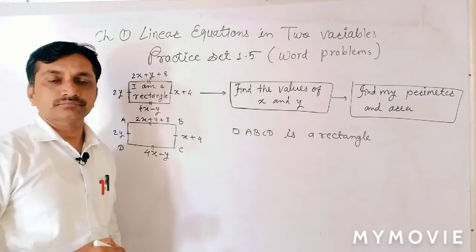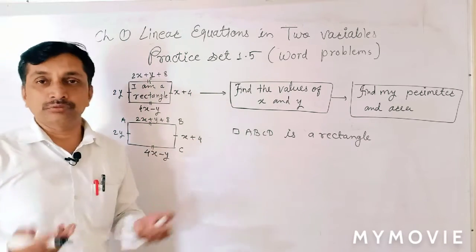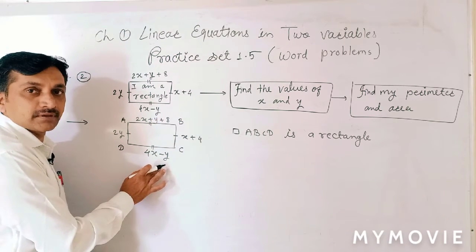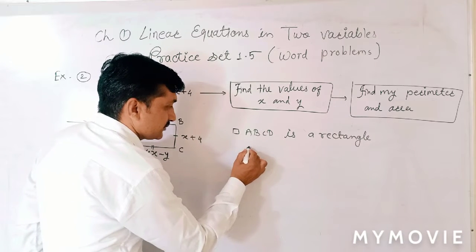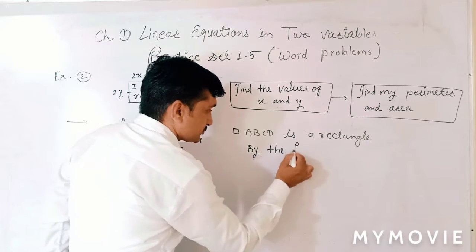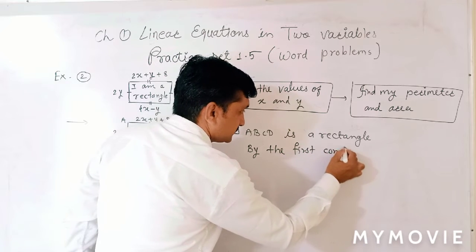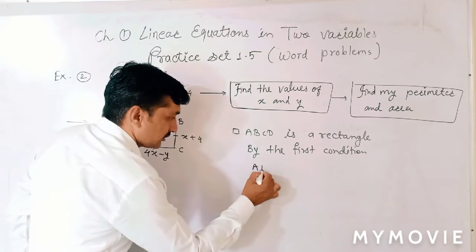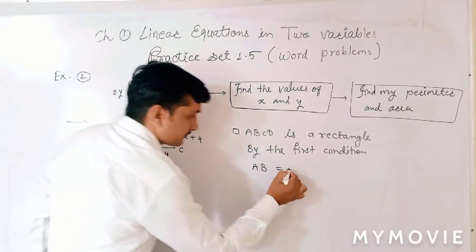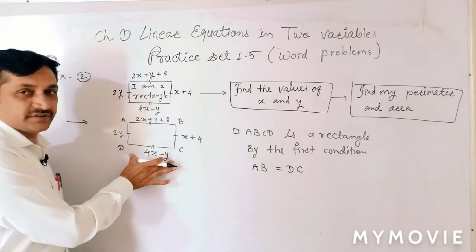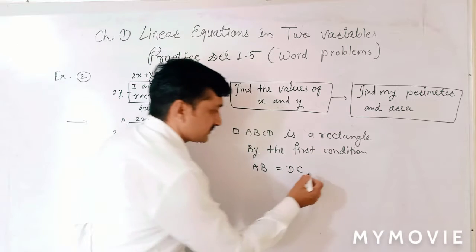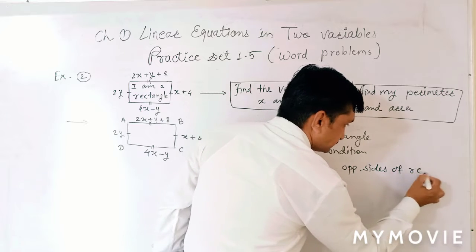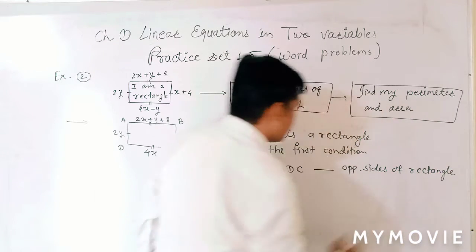Now we know opposite sides of a rectangle are equal. Which are the opposite sides? AB and CD. By the first condition, about lengths, the lengths are equal. AB is equal to DC. Why are they equal? Because they are opposite sides of a rectangle. That's why AB is equal to DC.